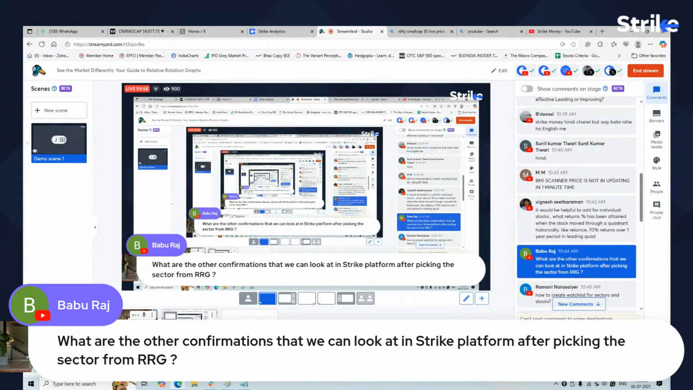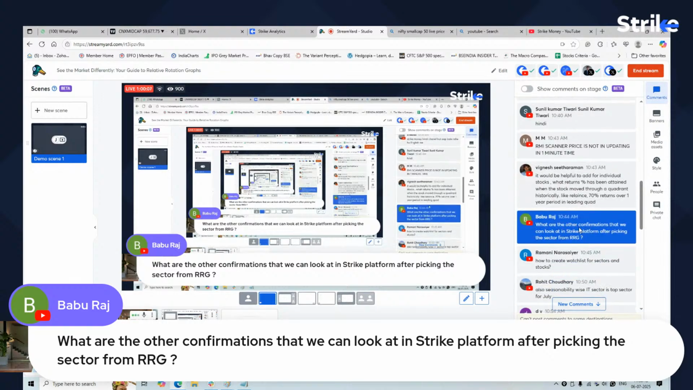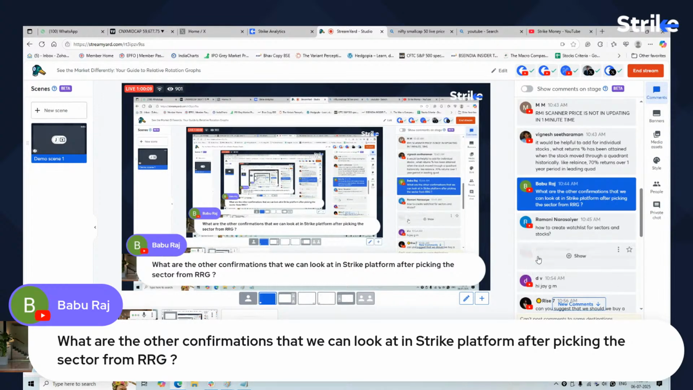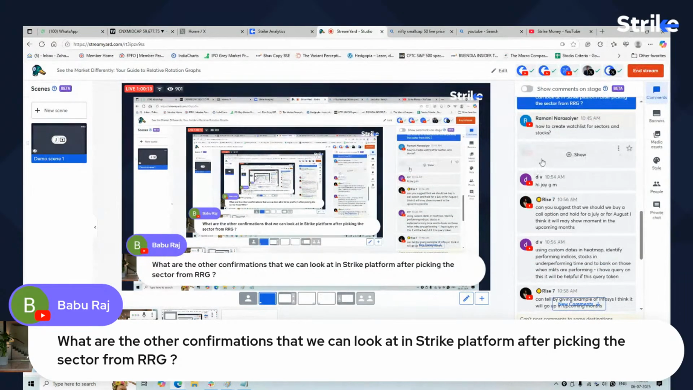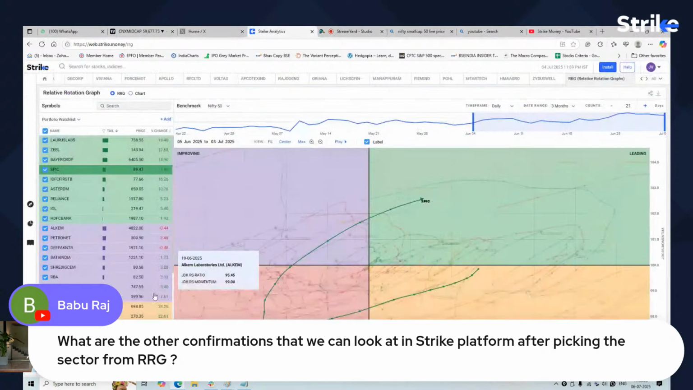Okay, Baburaj, I hope you understood after the detailed explanation. If you have still not understood, please let us know in the comments, and I'll explain again how to create a watch list for sectors.